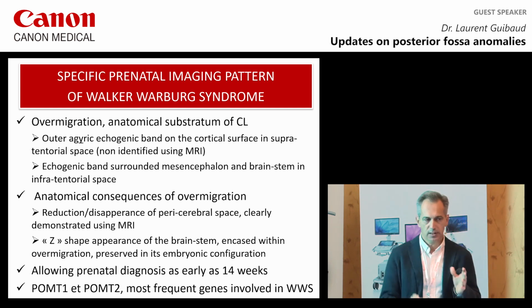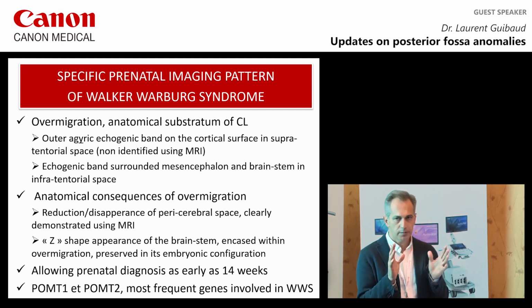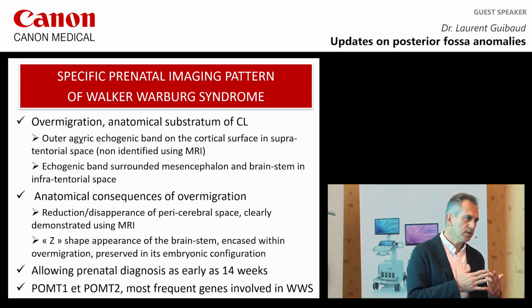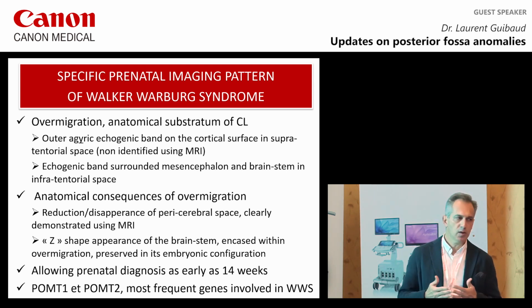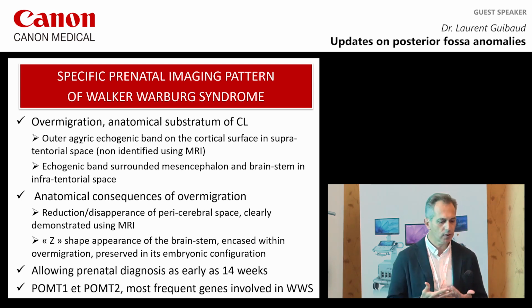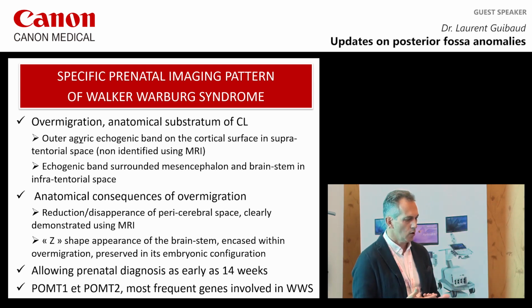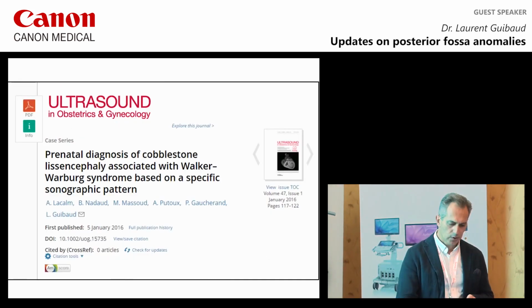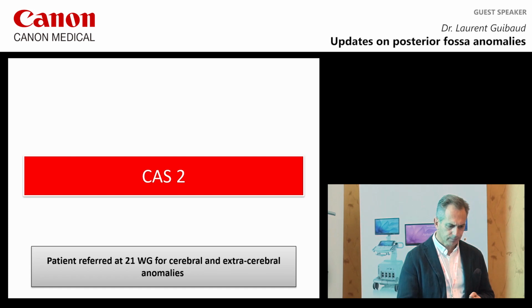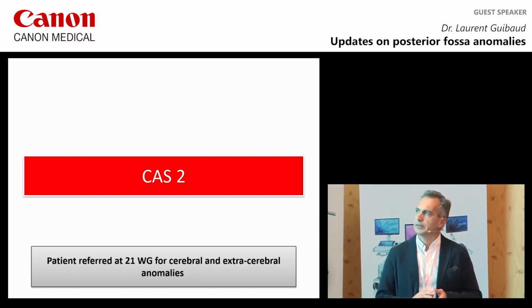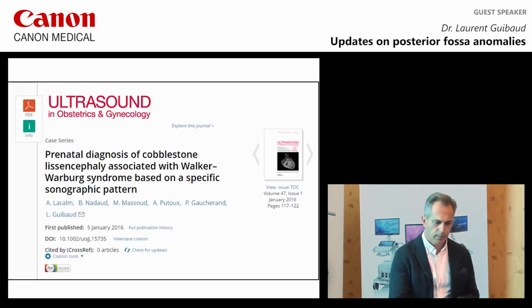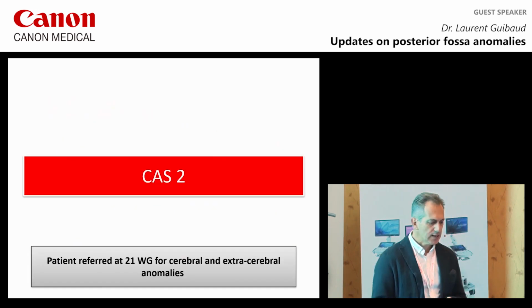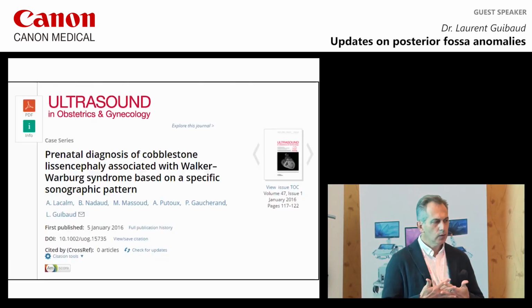And when you see this prenatal pattern, you can be most likely sure that it is related to two genes, POMT1 and POMT2, which are the most frequent genes involved in Walker-Warburg syndrome. So you have all the information in this article. Let's go to case 2.